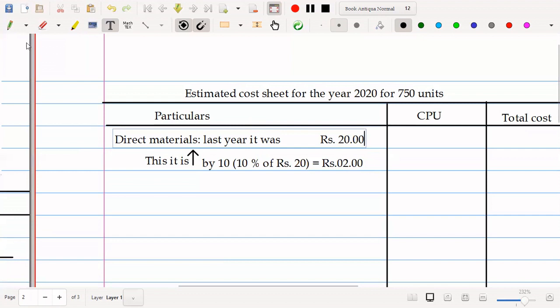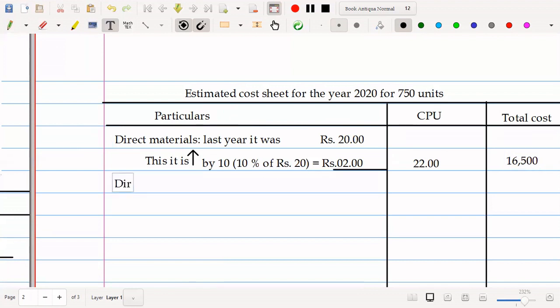Okay, now this total will be taken in CPU column. So what will be the total? Total is 22 rupees. When we multiply this 22 with 750, it comes to 16,500. Now to this we are going to add direct wages or direct labor.